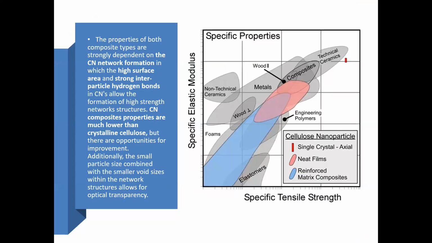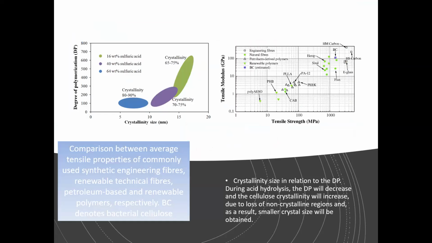Okay, so this is the degree of polymerization, the relationship between the degree of polymerization of the nanocellulose and the crystalline size.